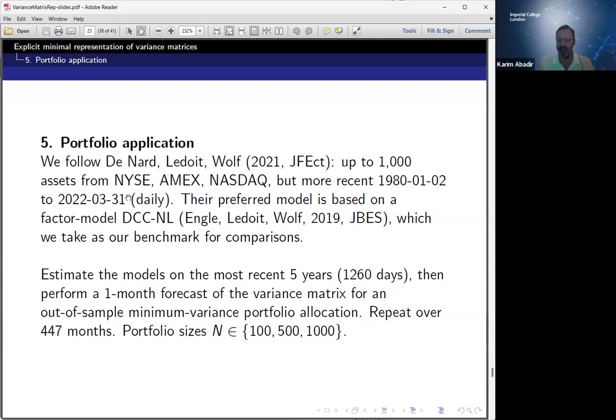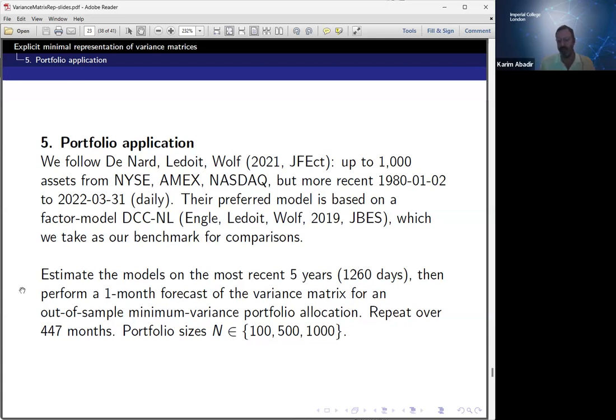They do a horse race and they find that the best model is a factor model based on DCC nonlinear shrinkage. And this DCC nonlinear shrinkage is a model that was in Ledoit and Wolf 2019 Journal of Business and Economic Statistics. So that becomes our benchmark. We don't recalculate all the models. We take the best performing model that they had, and we compare what we get to what they get.